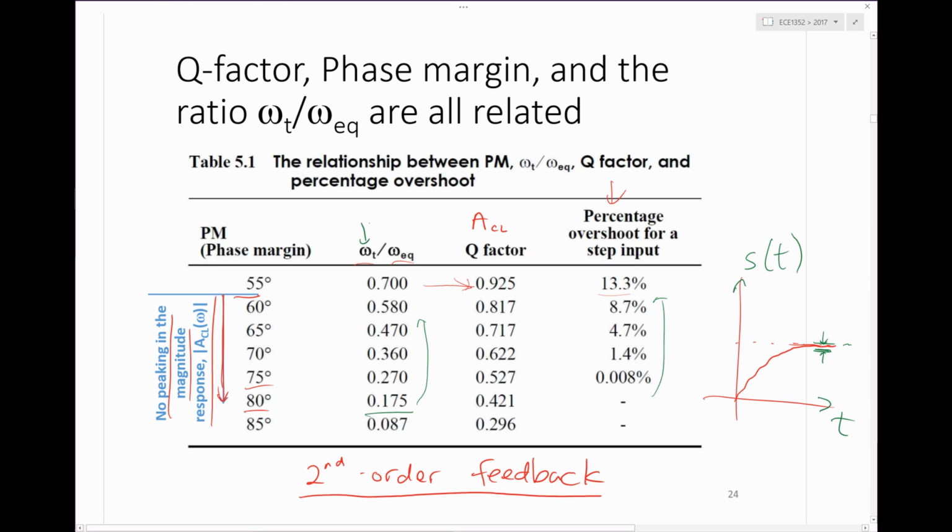Because remember that omega t is somehow related, I'll draw it this way, to the 3 dB bandwidth of our closed loop amplifier. Omega 3 dB is our closed loop bandwidth. Now be careful there, because those two are equal for the single time constant case, but this whole table is talking about the second order case, right? Not the first order case. That's why I drew a squiggle there, but they're related anyway, right? Omega t is sort of like the bandwidth of a closed loop amplifier, which means the closed loop amplifier has to have a bandwidth of like a quarter or a fifth of omega EQ.